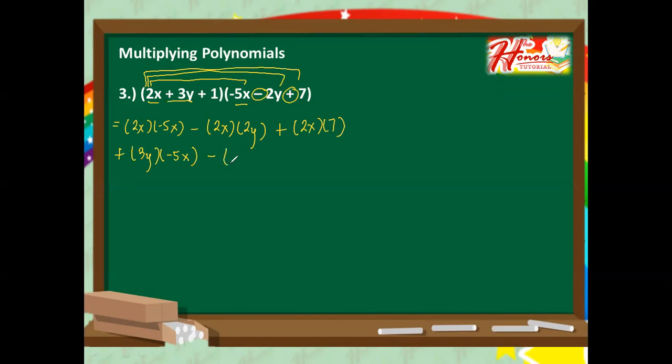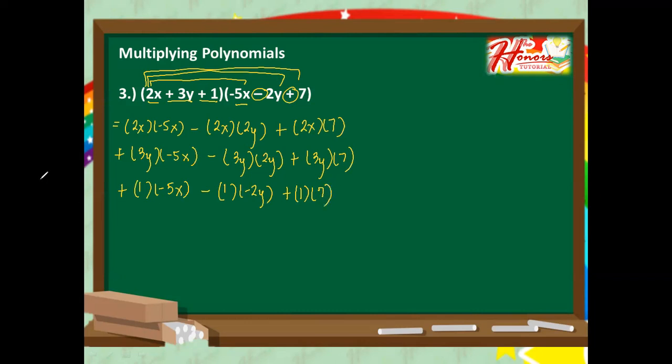So minus 3y again times 2y. And then plus 3y times 7. And then let's have the last term, which is 1. So plus 1 times negative 5x minus 1 times negative 2y plus 1 times 7. And then let's simplify it.